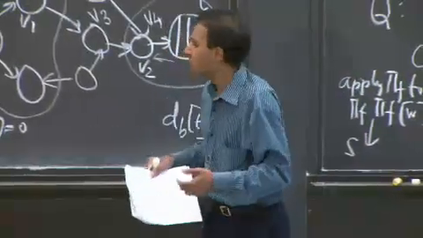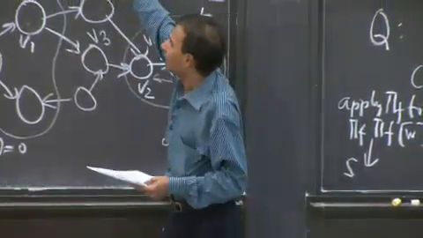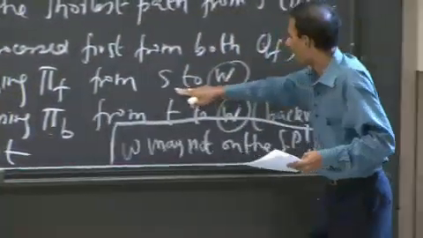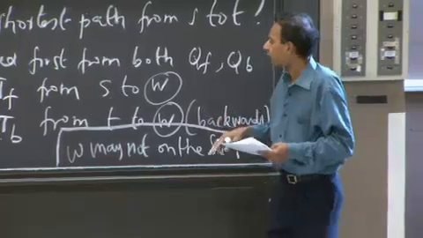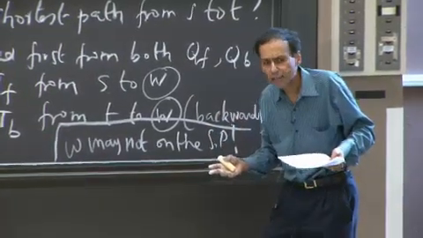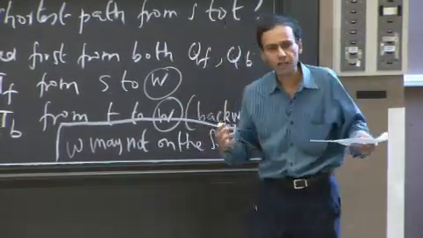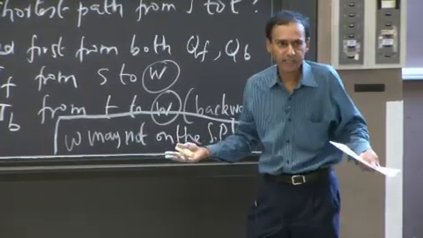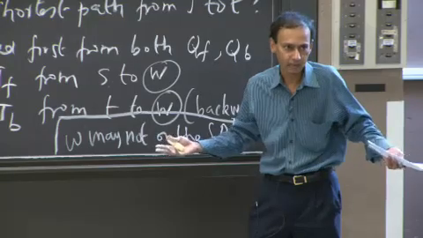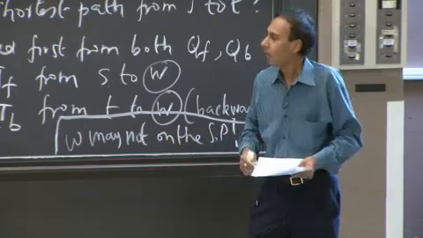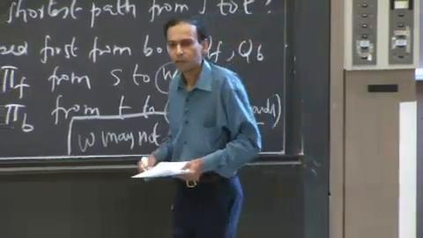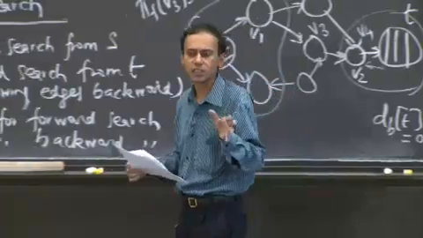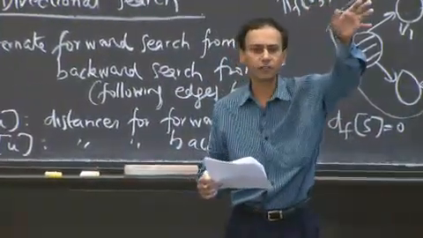OK? So we can't take the W and use pi f to construct part of the path and use pi b to construct the other part of the path and find the shortest weight path. We would get something incorrect, right? We would get a path of length 10 in this case if we did that. So how do we fix it? How do we fix it? One little termination condition doesn't change. How do we fix it?